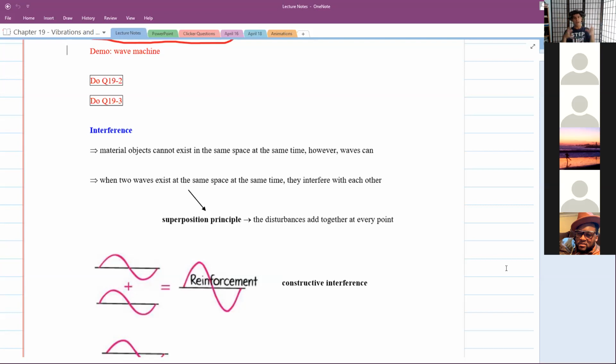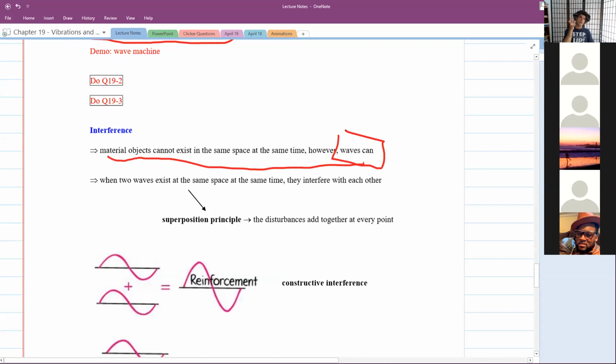Physical objects that have mass and take up some kind of volume obviously can't exist at the same place at the same time. However, waves can. So material objects can't exist at the same place at the same time, but waves most definitely can.